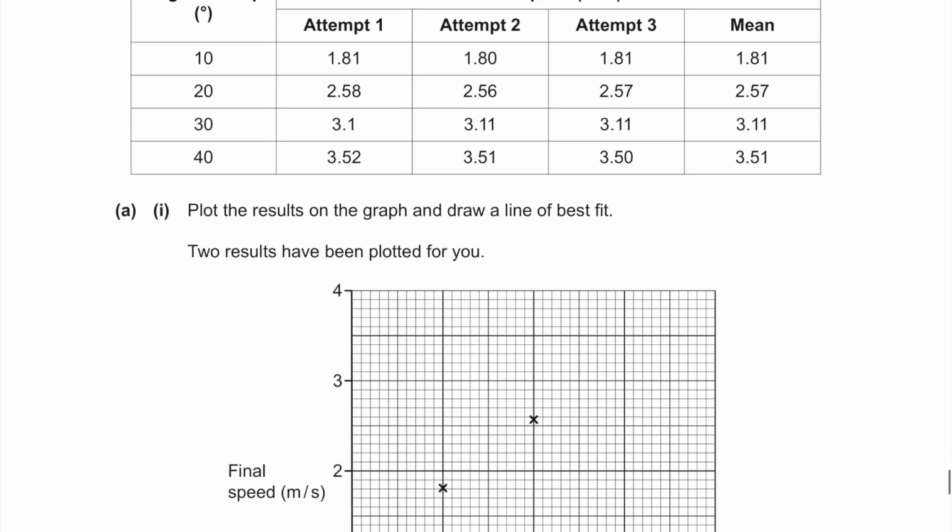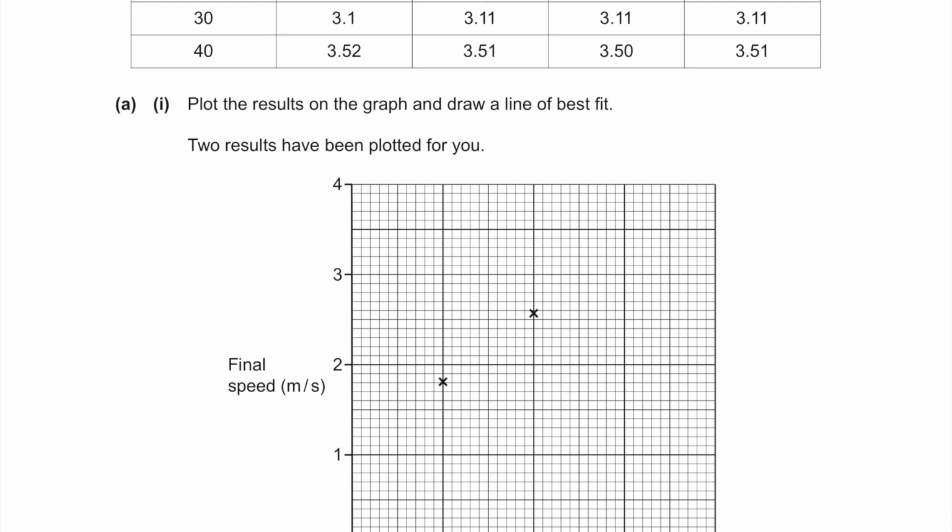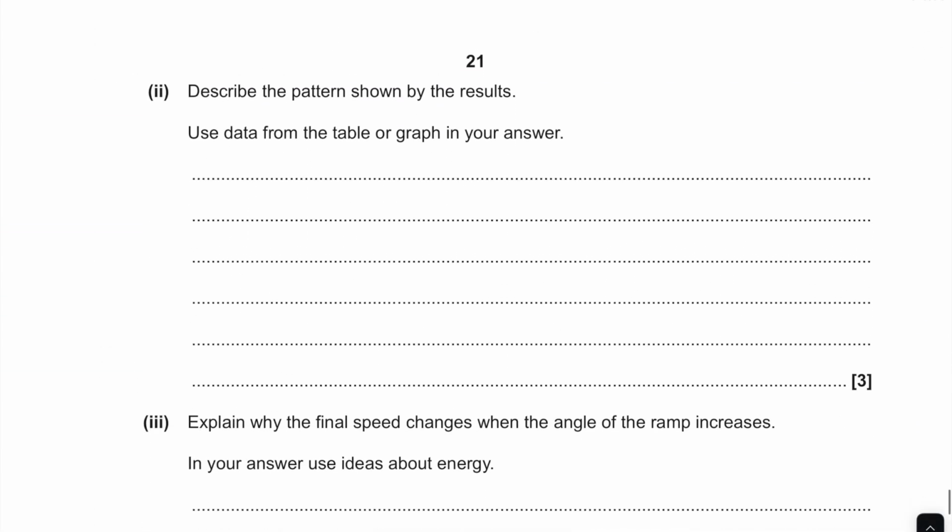With 30 degrees, we have 3.11 as the mean. So that would be somewhere here. And then with 40 degrees, it's 3.51, which would be around about here. So this looks more like a curve. So it will go something along the lines like so. Okay, moving on to part II.